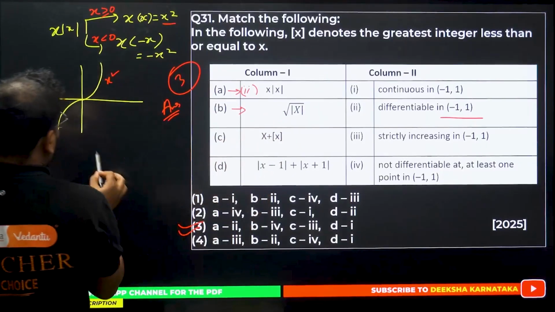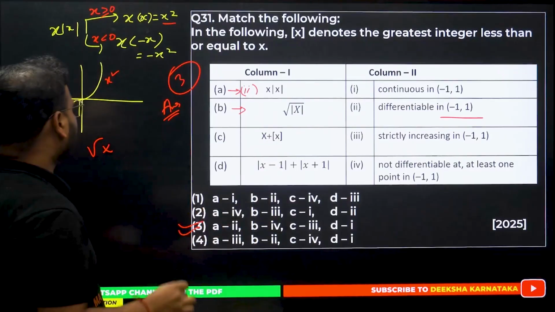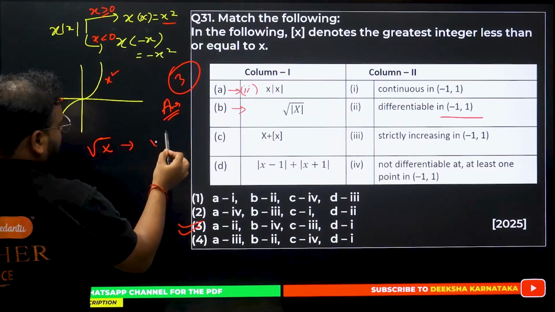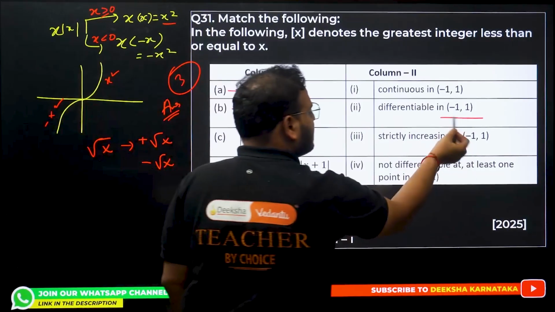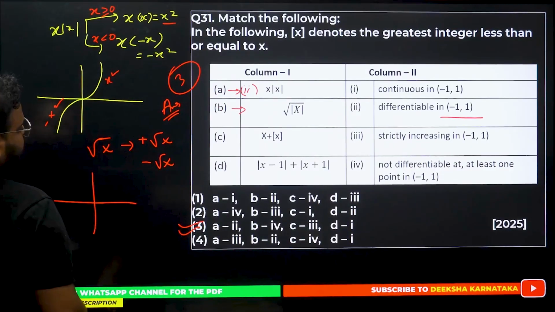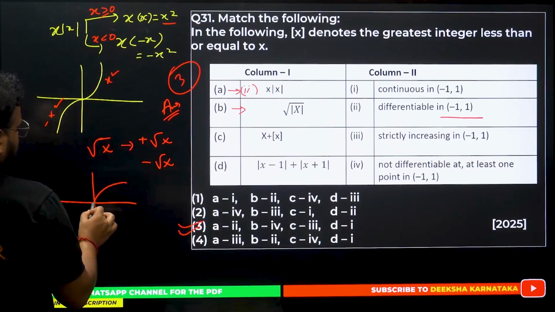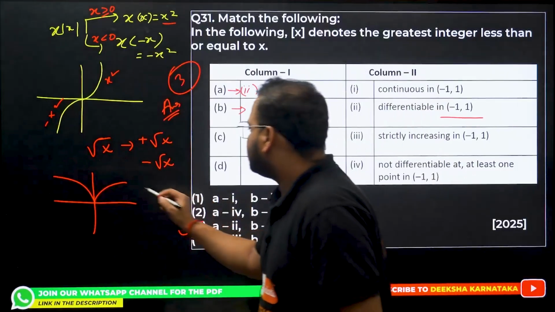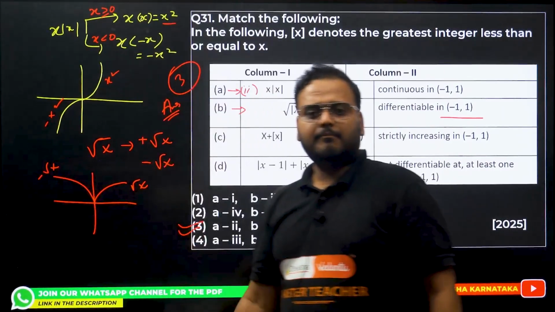This root of x, mod means what? Means x has to be always positive. What it means here? It means the root will be either plus root x or minus root x. Don't worry about the domain right now. Think about this. Root x will look like this, right? Half parabola like this and half like this. x square equals y. This is the plus root x part, and this is the minus root x part. Correct?